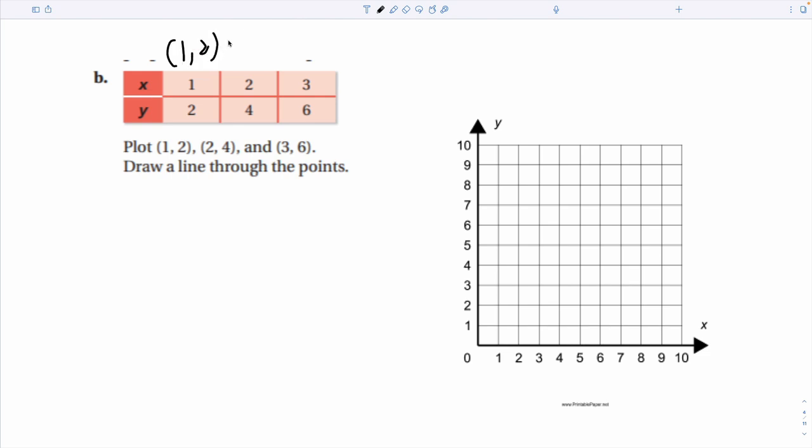1, 2, 2, 4, and 3, 6. Help me plot this first point, Sierra. Where do I plot 1, 2? Good. Run, then jump. Help me with 2, 4, please, Chad. How do I graph 2, 4? Okay. And Kate, how do I graph 3, 6?